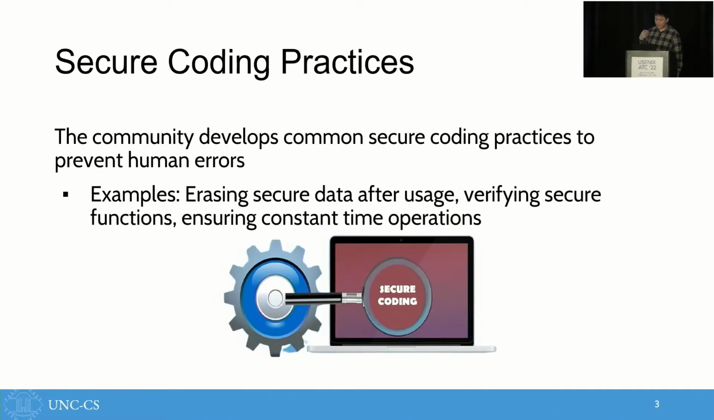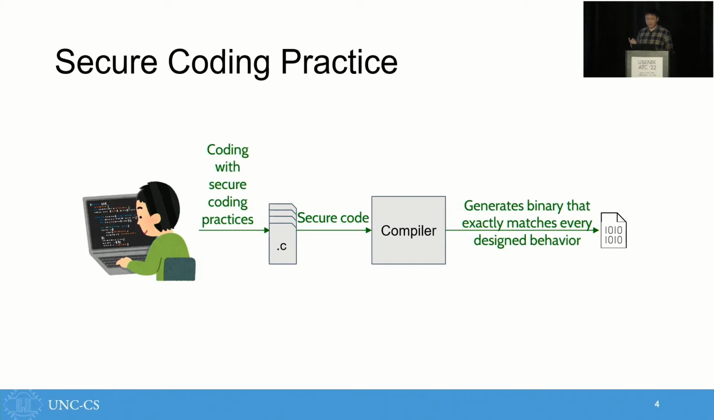We humans often make errors in programming, leaving vulnerable code. Thankfully, the community has developed common secure coding practices to prevent human errors. For example, it is common for programmers that deal with secret data to erase such data after using them, such that even if an information leak happens, the attacker cannot find the secret data. You might think that if you strictly stick to the secure coding practices, your code will be completely safe.